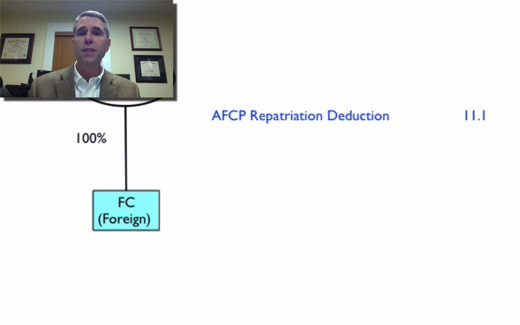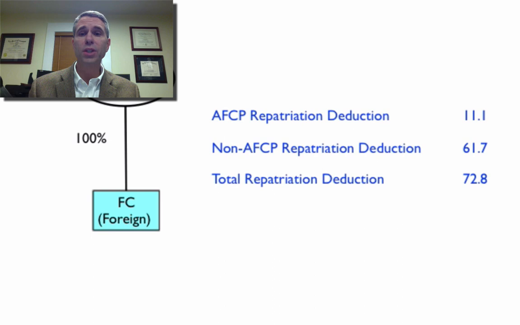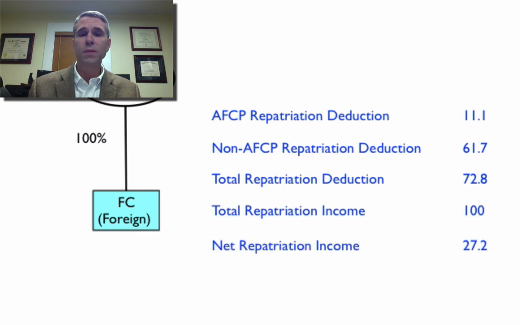We know that the AFCP repatriation deduction is 11.1, and we know that the non-AFCP repatriation deduction is 61.7, so the total repatriation deduction is 72.8. The total repatriation income was $100, thus the net repatriation income is $27.2. Individual A will calculate the tax on this net repatriation income, and he can elect to pay that tax in installments over an 8-year period.